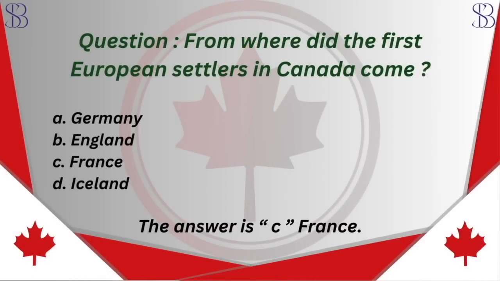Question. From where did the first European settlers in Canada come? A. Germany, B. England, C. France, D. Iceland. The answer is C. France.